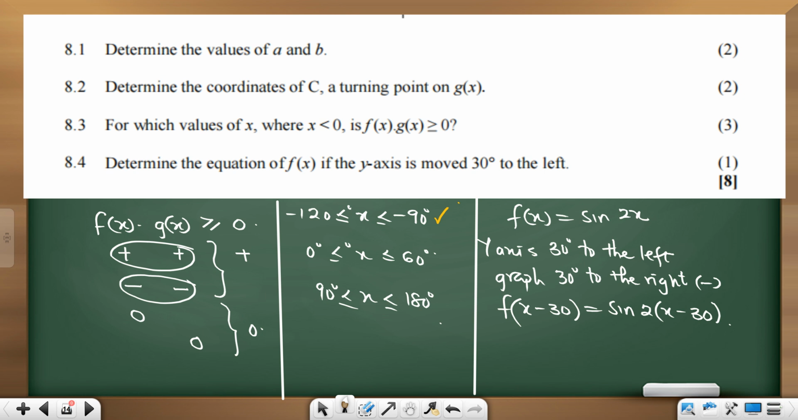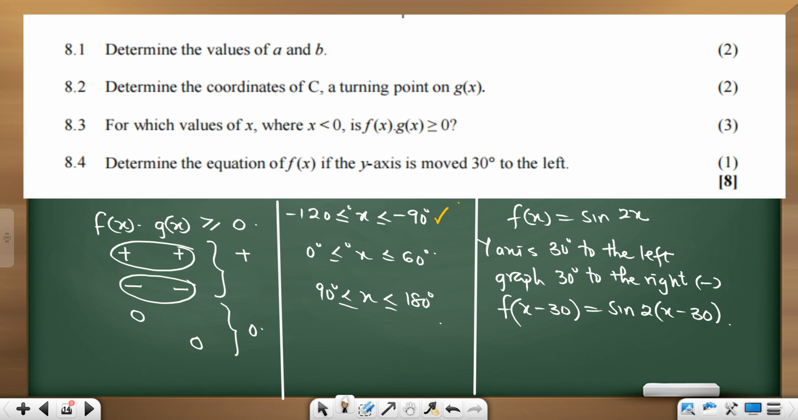No, we said graph 30 to the right. I'm already talking about the graph. Remember, y-axis 30 to the left means the graph itself is moving 30 to the right. And if it's the right, it's minus. We've already changed the sign. Guys, are we okay? Let me know. 8 marks. Like I said, these questions are not so long. It's 8, 10. Maximum you have is 13.